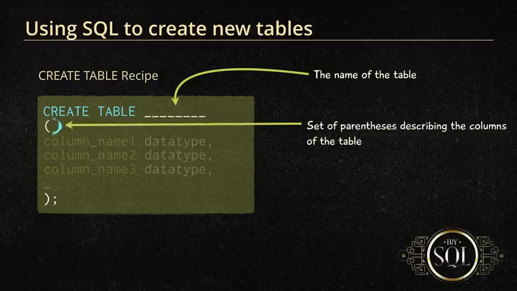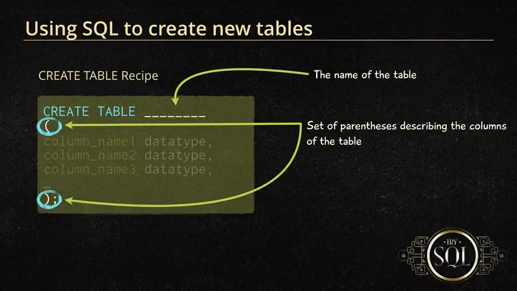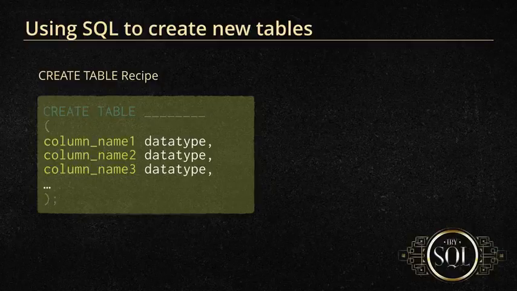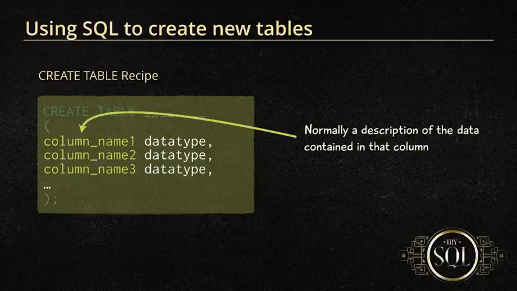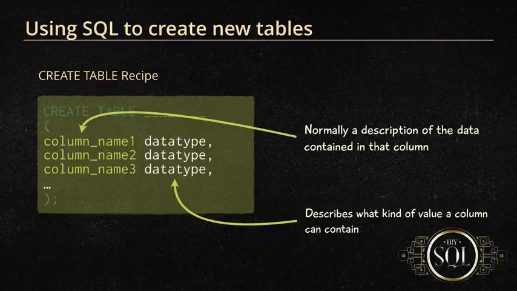A set of parentheses surrounds the table structure, while inside the parentheses we state the name we wish the columns to have, followed by a data type. Now, don't be scared of these data types. They just tell us what kind of value the column must contain. When creating a table, every column must have a data type, and we use a comma to separate each column in our list.